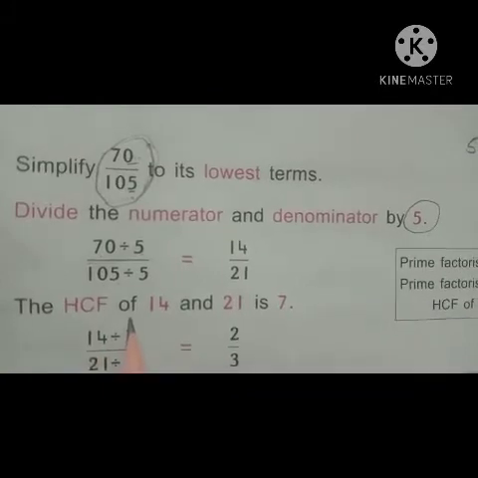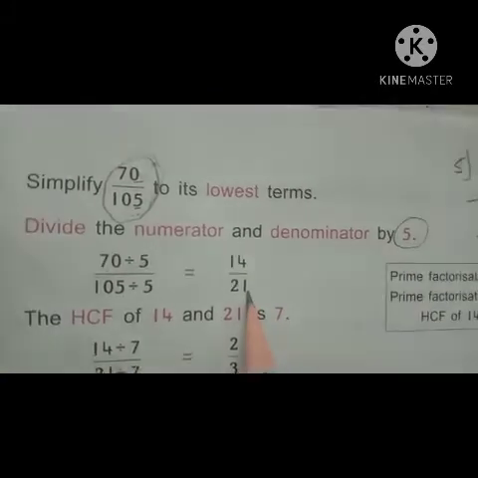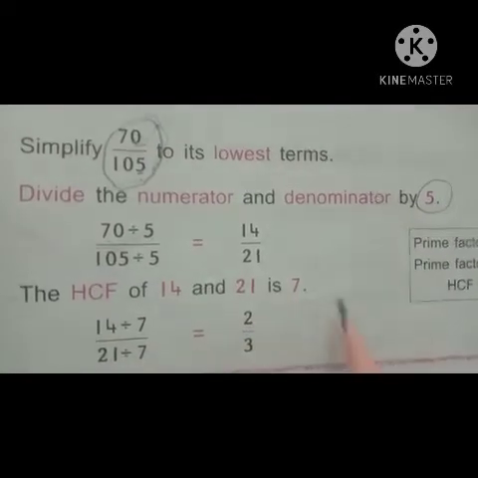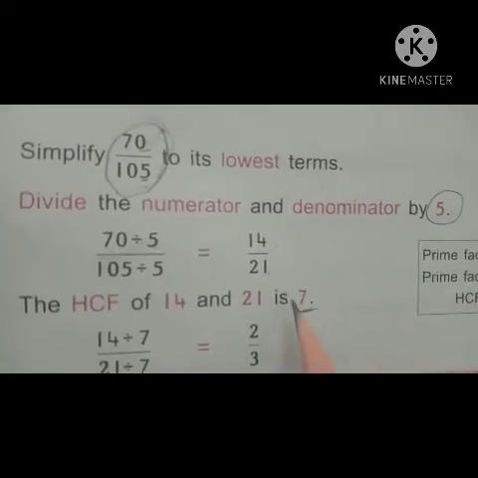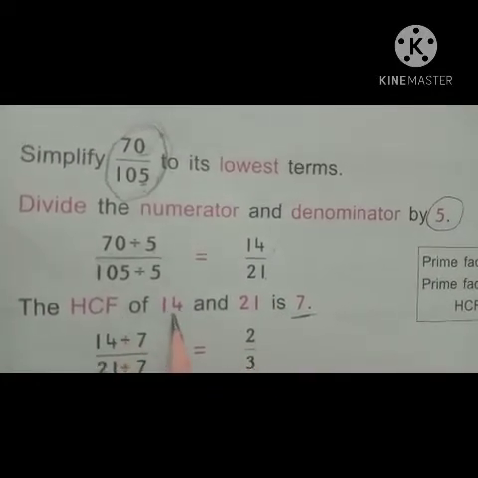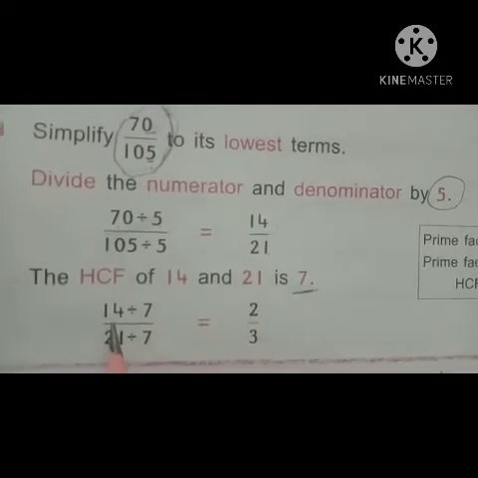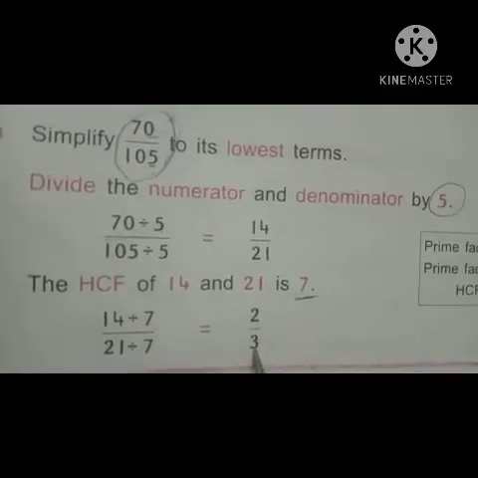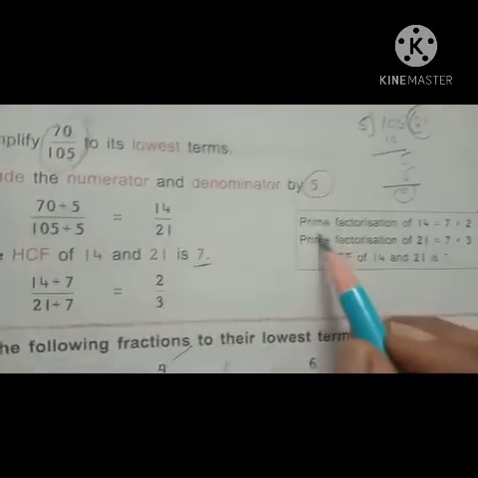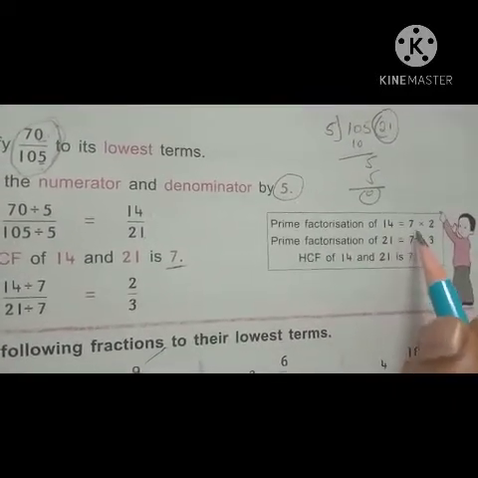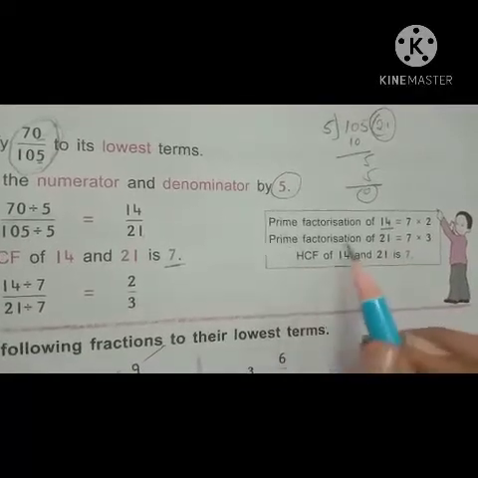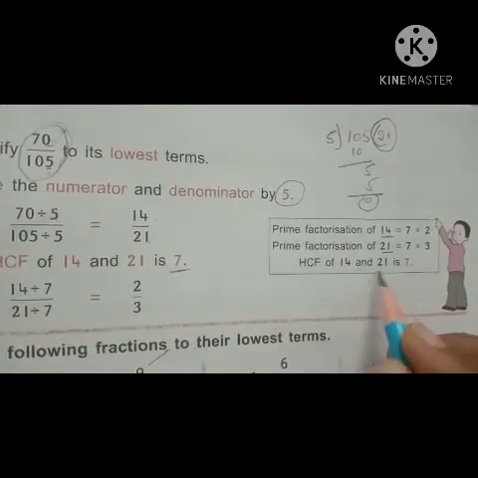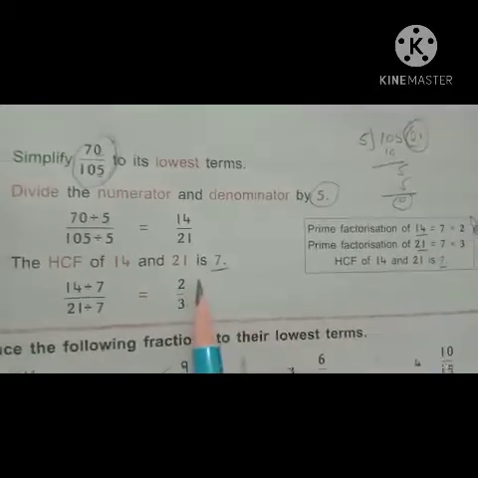Okay. The HCF of 14 and 21. These two numbers are divisible by which table children? These two numbers are divisible by 7. 7 2s are 14, 7 3s are 21. That's why the HCF of 14 and 21 is 7. See here, 14 divided by 7, 21 divided by 7 equals 2 by 3. Here see the prime factorization of 14 is 7 into 2. Prime factorization of 21 is 7 into 3. So the HCF of 14 and 21 is 7.